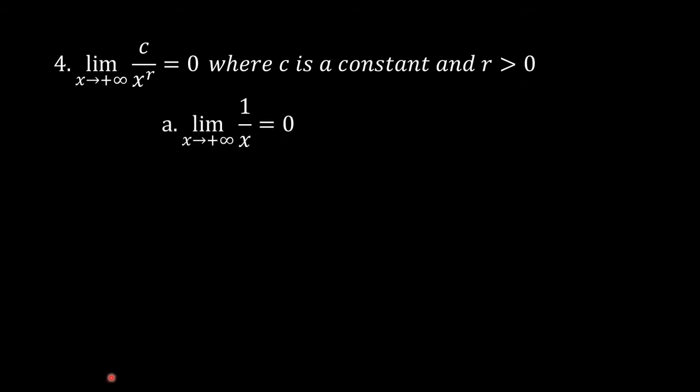Example letter A, the limit of 1 over x as x approaches positive infinity is equal to 0. In this example, the value of c is 1 and the exponent is understood to be 1. Example letter B, the limit of 2 over x cubed as x approaches positive infinity is equal to 0. The value of c in this example is 2 and the exponent is 3.